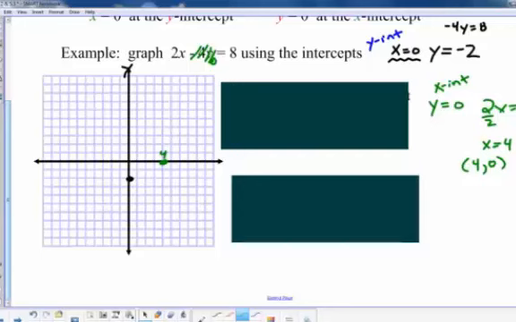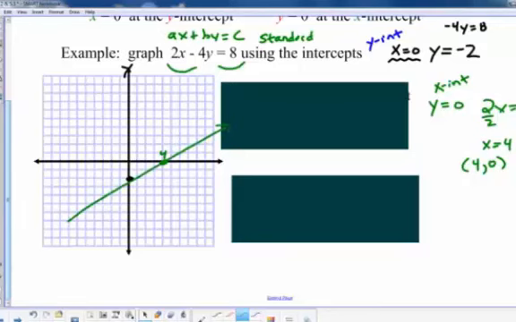Now, we know this is linear because it's written in this form. This form is called ax plus by equals c, and that's called standard form. So if something's written in standard form, and we know it's linear, we only need 2 points to graph it, because you know they're linear. So we can actually draw our line right here.